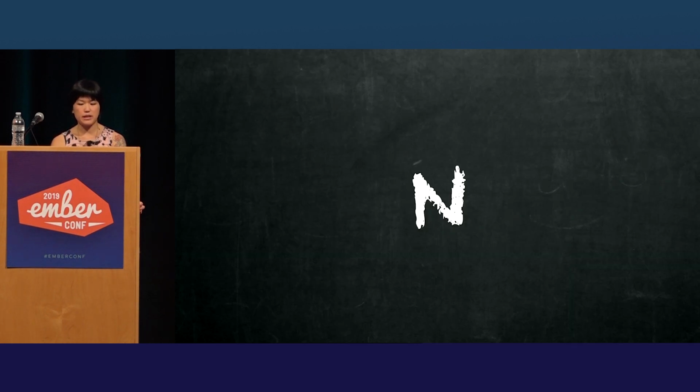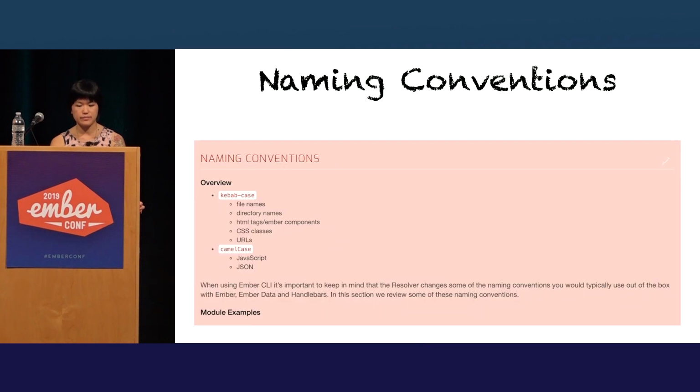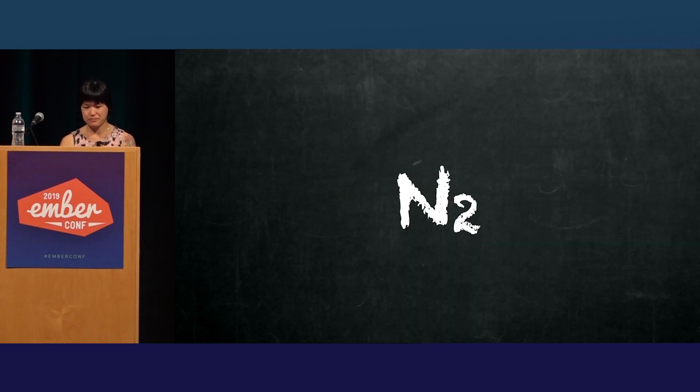N is for naming conventions, which are pretty important in Ember, particularly because Ember values convention over configuration. So naming things well and to a specific standard helps you with that.